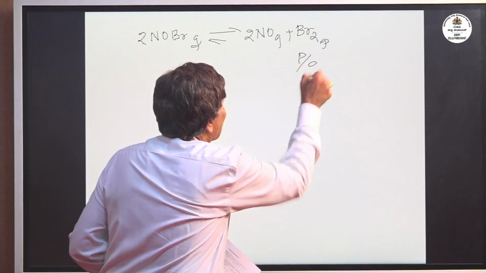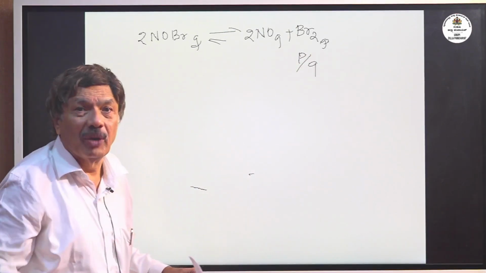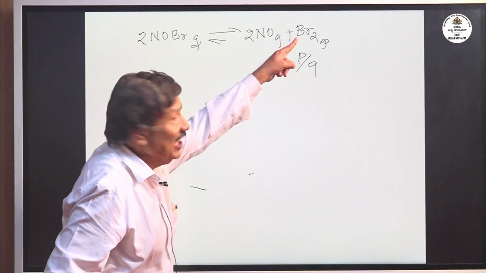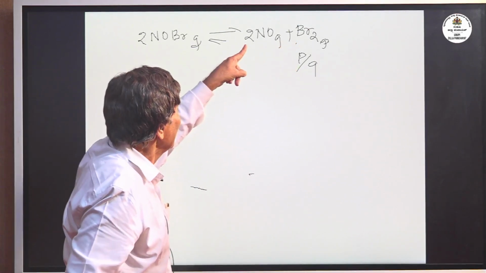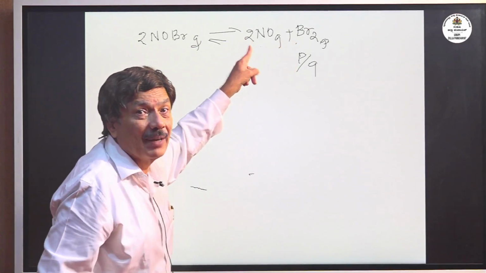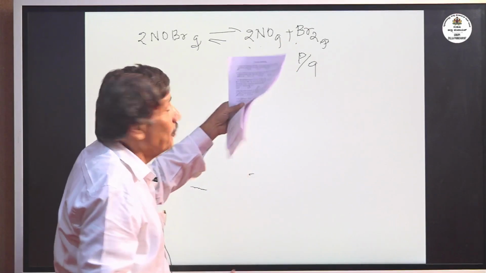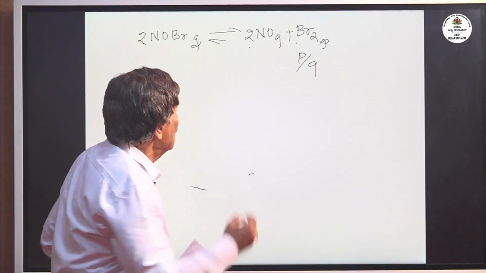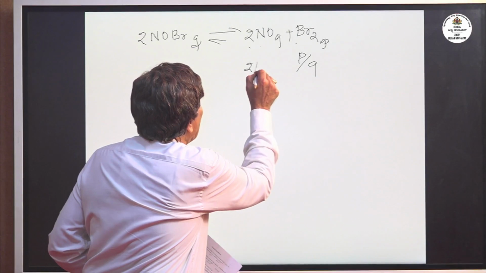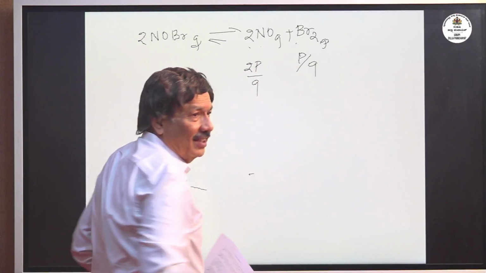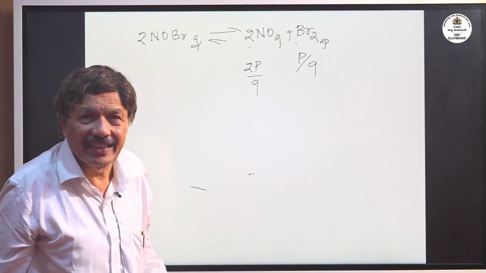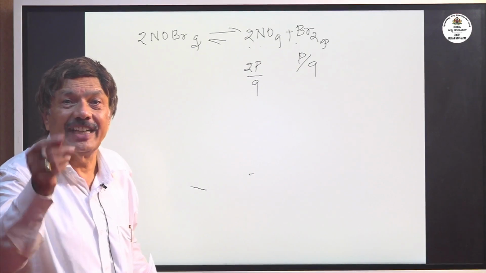See the reaction stoichiometry. How much Br2 is formed? The NO formed is double that. So the partial pressure of NO is 2P by 9. This is the partial pressure at equilibrium.